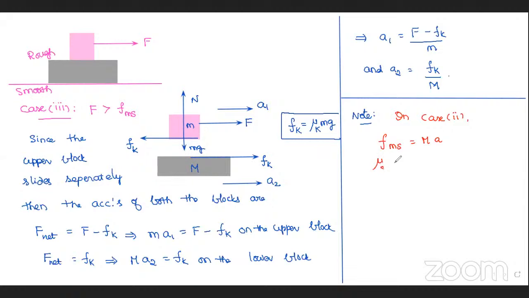FMS that you know is mu S into N, which is equal to MA. So mu S into N is equal to, usually we write mg, small mg, Nana. Mu S N is equal to small mg, which is equal to capital MA. So mu S is equal to what you are getting? Capital M into A by small m into g. Now you understood this step, Nana? What I wrote here?